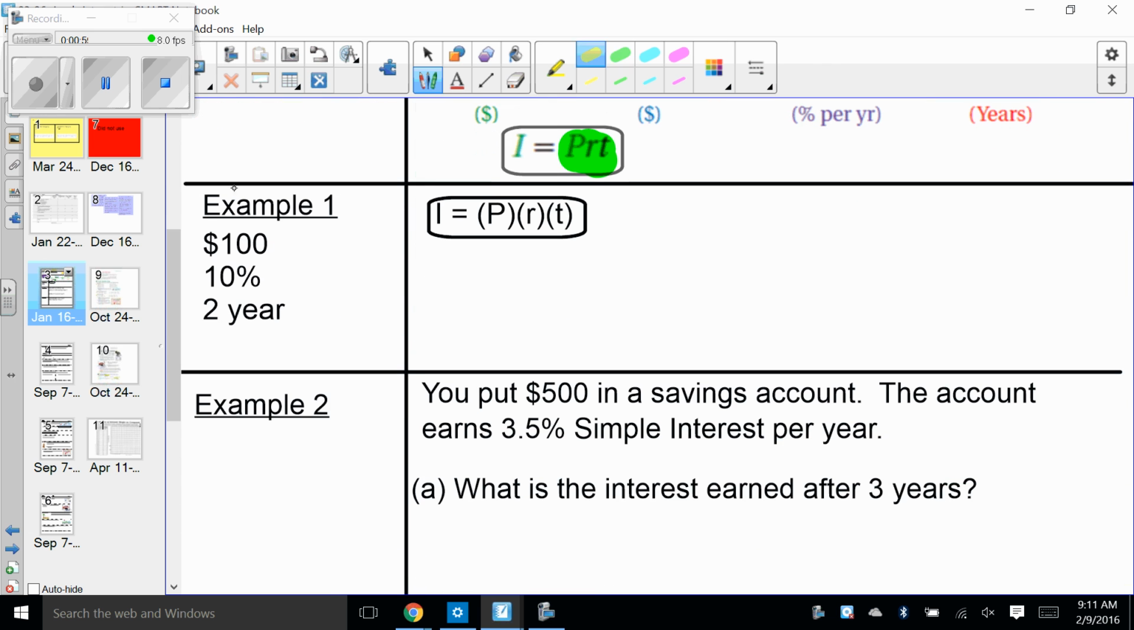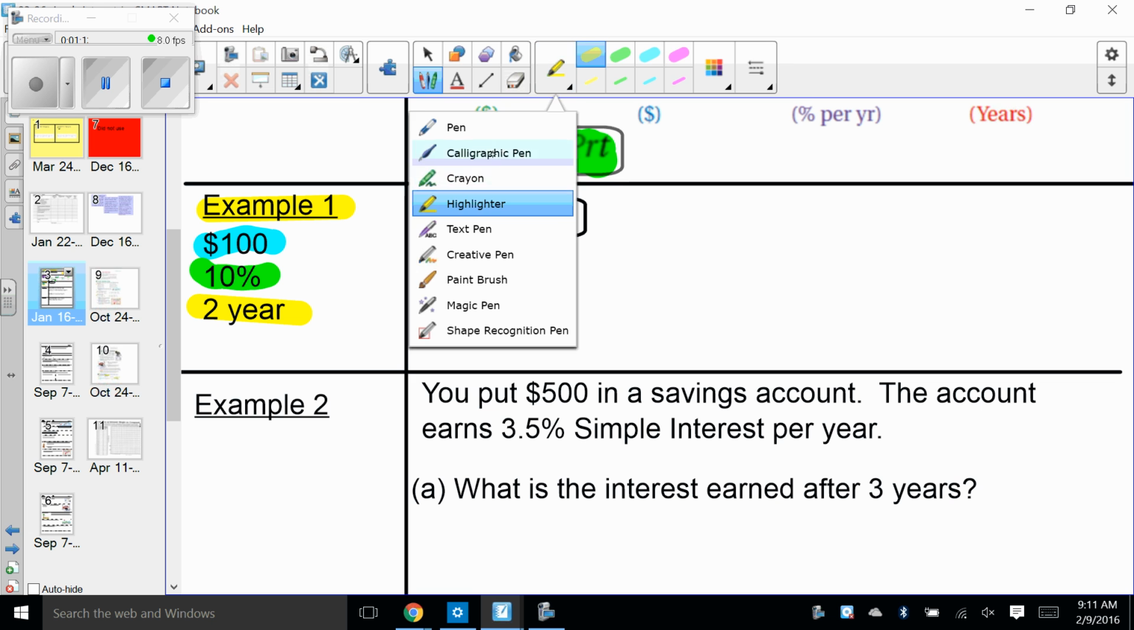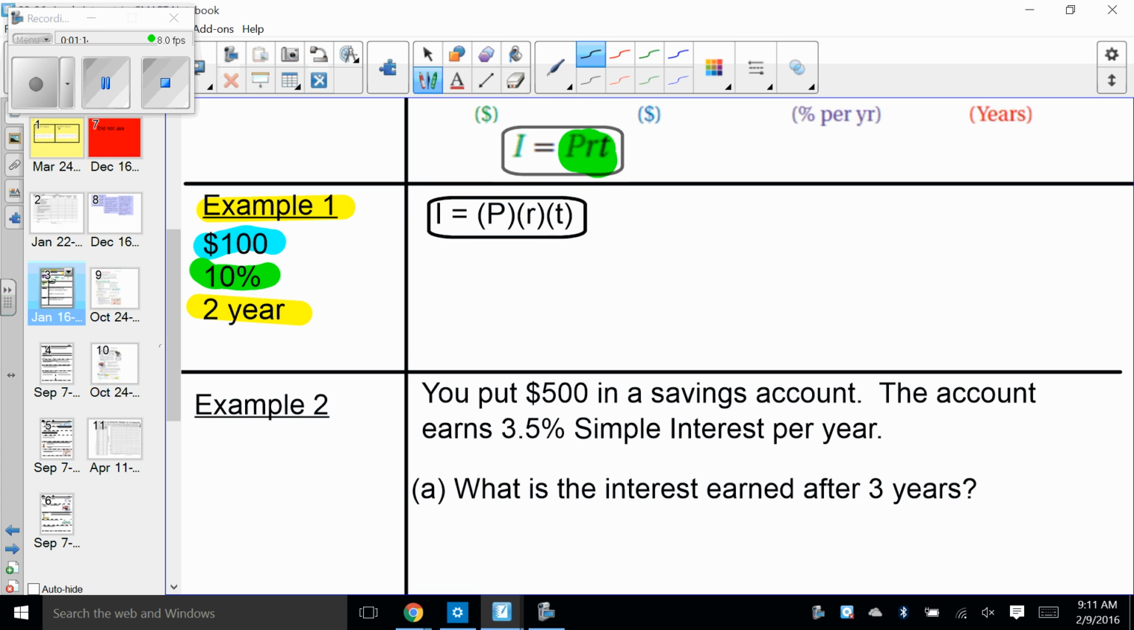So here's our first example. In example one, let's say that you have $100 in your bank account. You're earning 10%, and you're going to keep that money in there for 2 years. So this would be a really good situation for you. This is not really reality in the current economy, but we'll go ahead and have you start off with a positive experience with your banking.